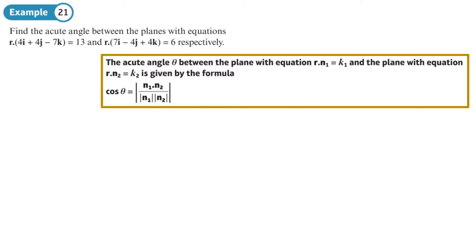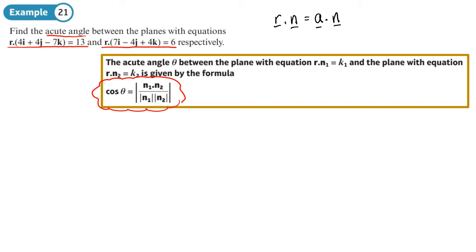Okay, so in this example here, it says find the acute angle between two planes, and we're given the vector equation of two planes. So again, the equations of these planes are given in the form r dot n equals a dot n, where n is this vector which is perpendicular to the plane, or normal to the plane. And that a dot n just becomes a number. And here we have the formula that allows us to work out the acute angle between two planes.